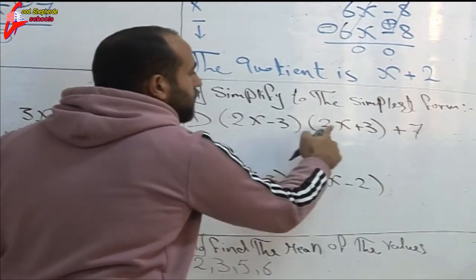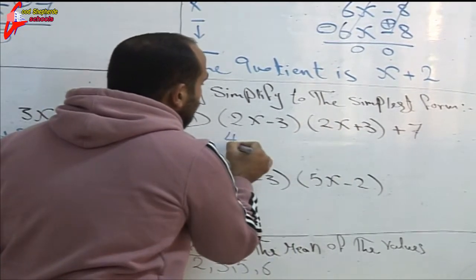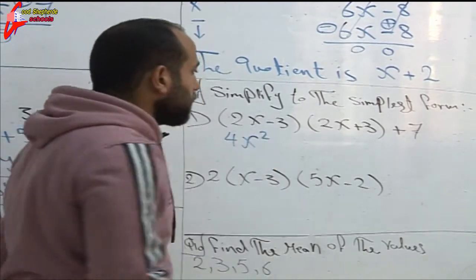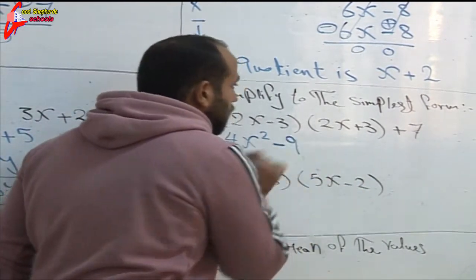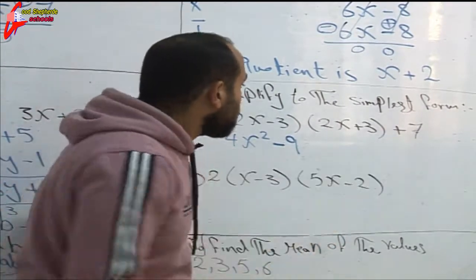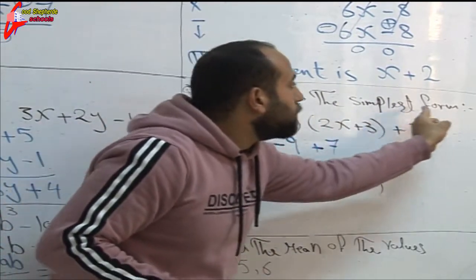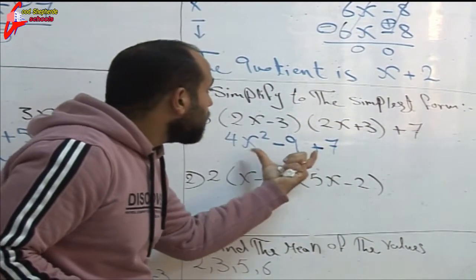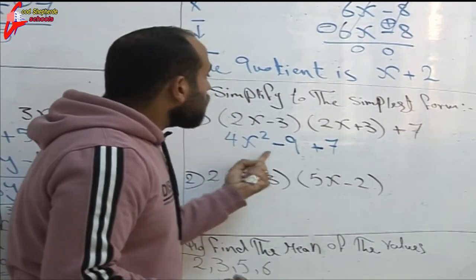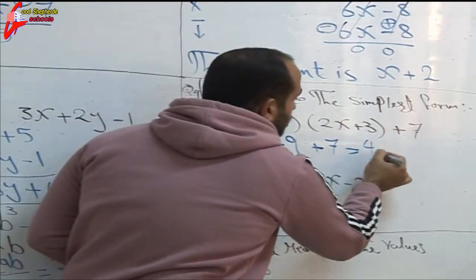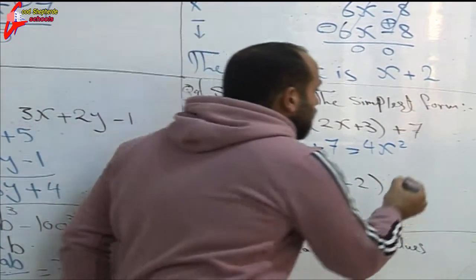So first times first and second times second. 2x times 2x, you will get 4x². Negative 3 times positive 3, you will get negative 9. And then drop positive 7. The question is simplified to the simplest form, so I have to simplify this expression to the simplest form. 4x² drop. Negative 9 plus 7, you will get negative 2.